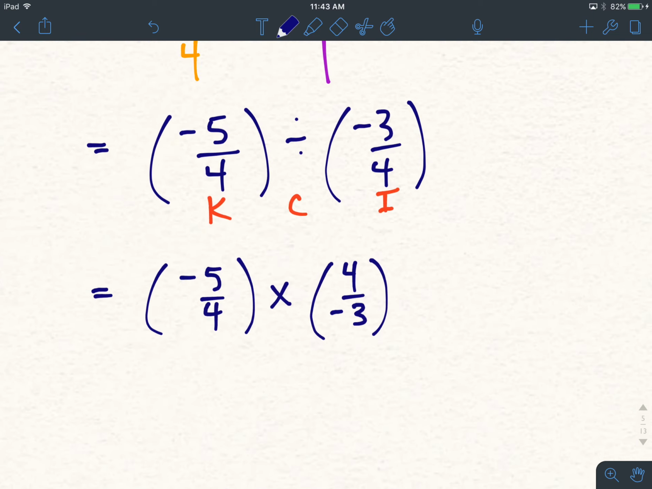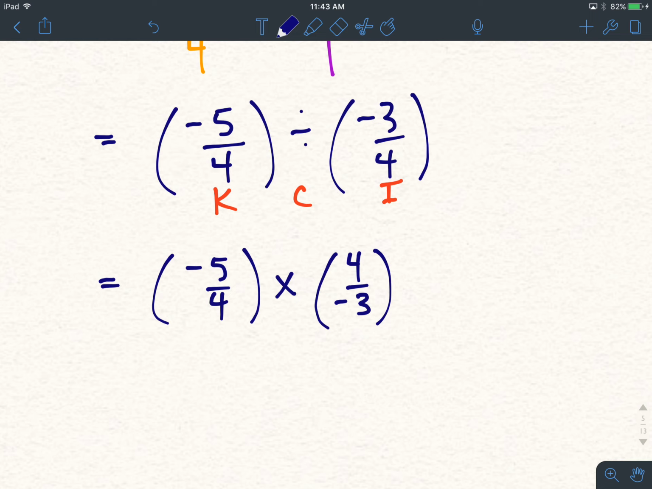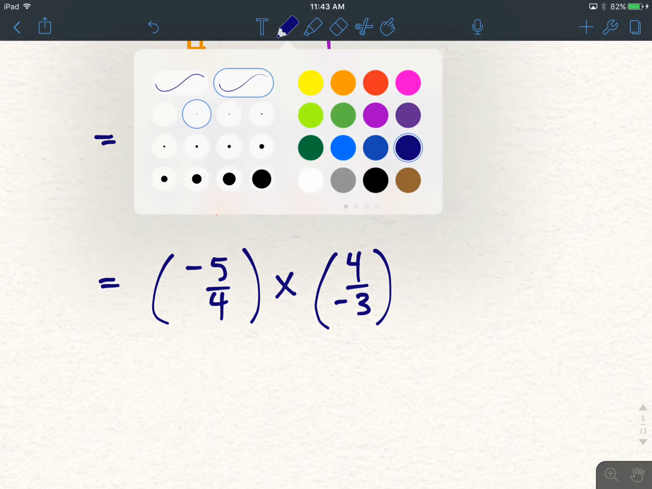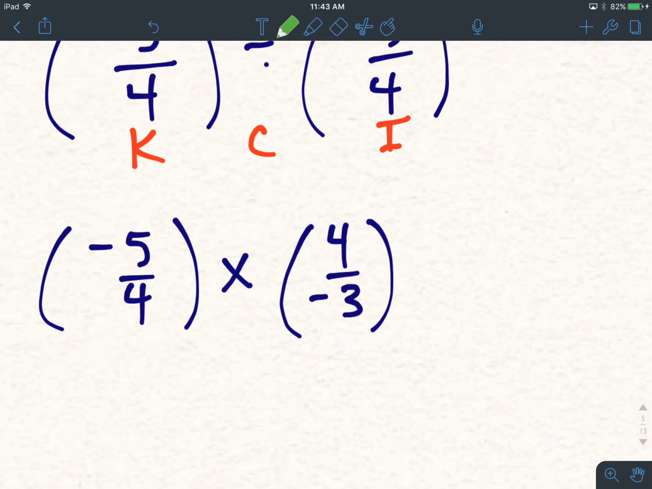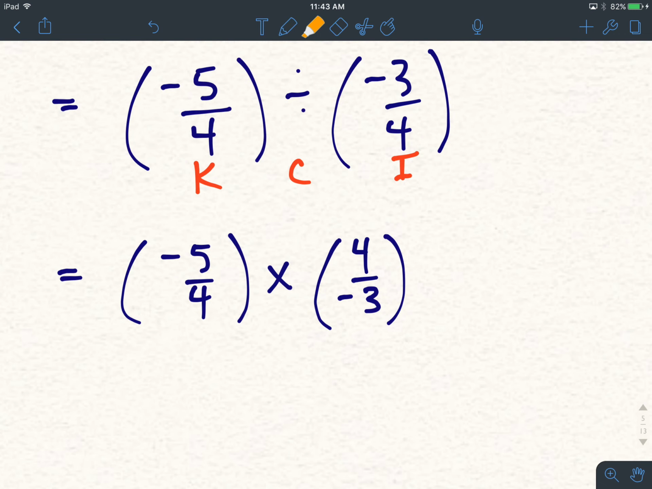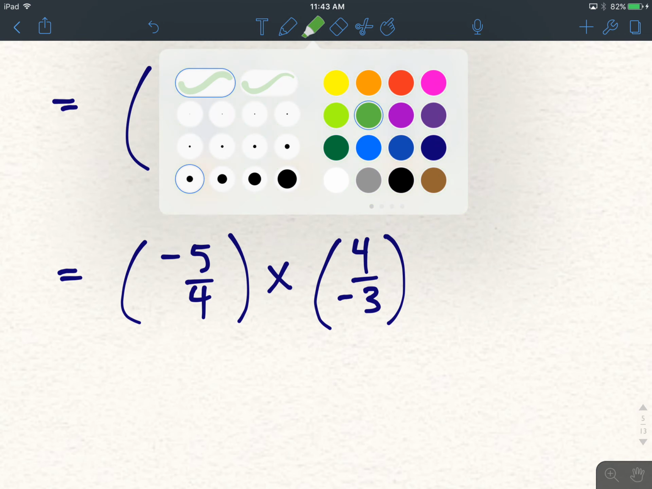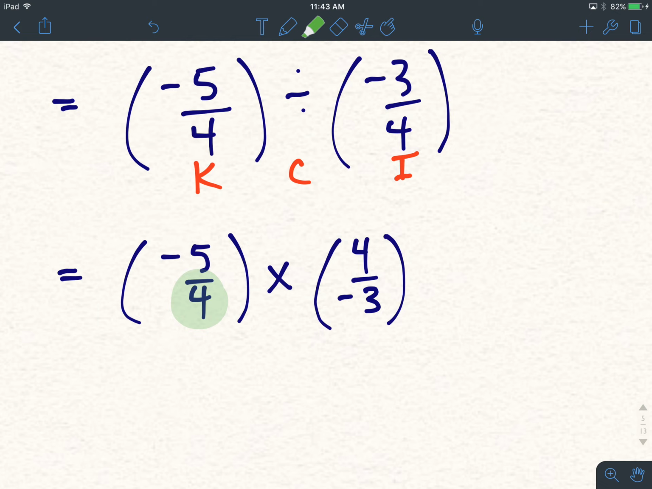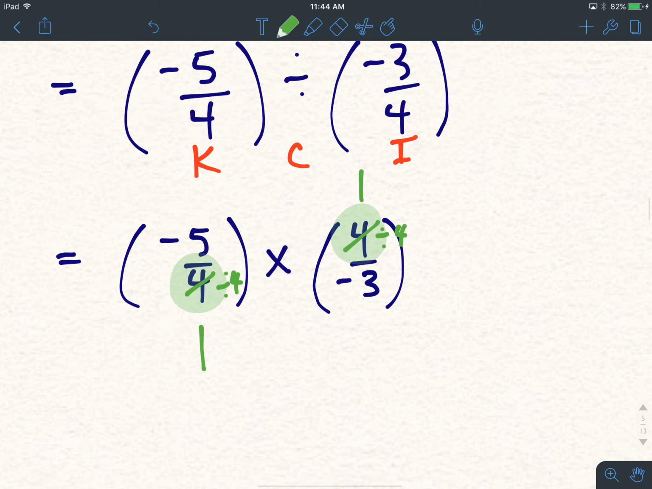Now from here, as before, we're left with multiplication, so let's do a little bit of reducing first. Here, I recognize that I have two values that have a common multiple. So I'm going to divide this by 4, and 4 divided by 4 gives you 1. You'll notice that I'm doing an equal amount in both the numerator and the denominator. That keeps these fractions equivalent.